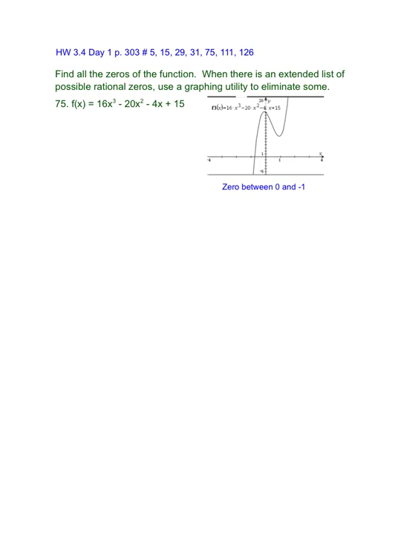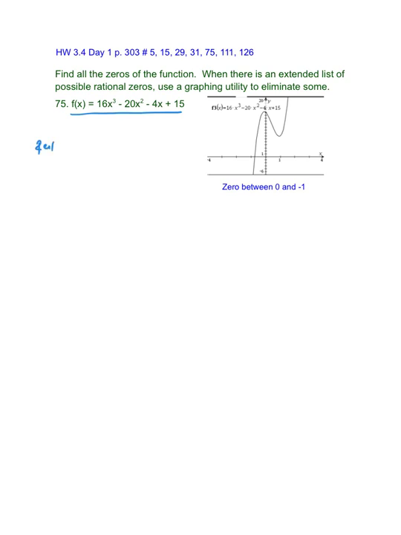This is a solution to problem 75 from homework 3.4, day 1. And we're given a cubic function, f of x equals 16x cubed minus 20x squared minus 4x plus 15. And we can use the rational zeros test to find a rather extensive list of possible rational zeros. So let's do that first.